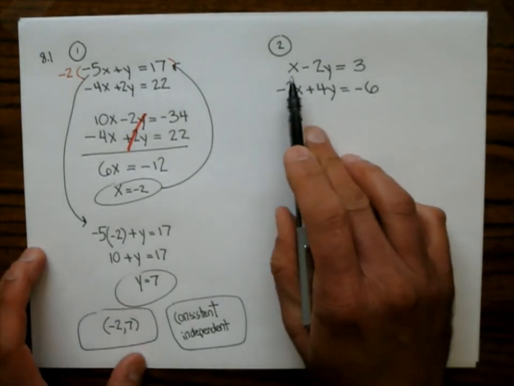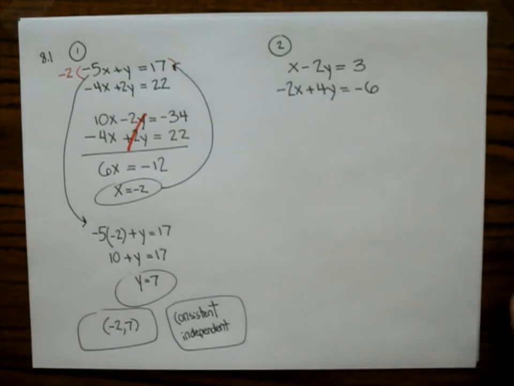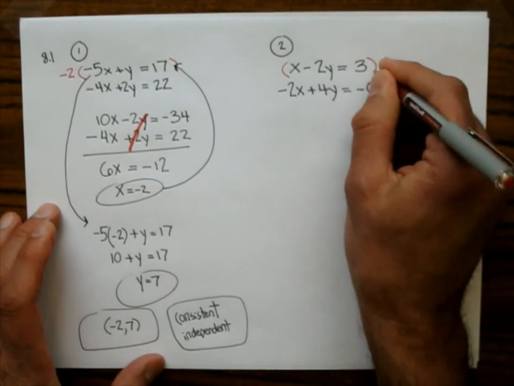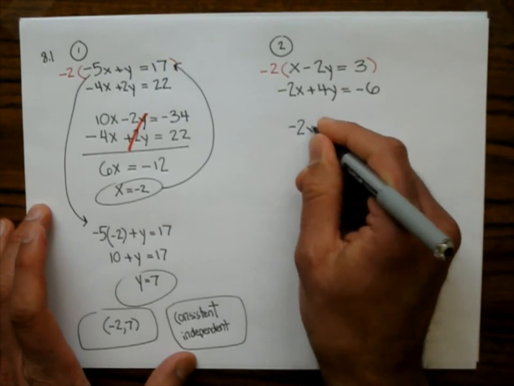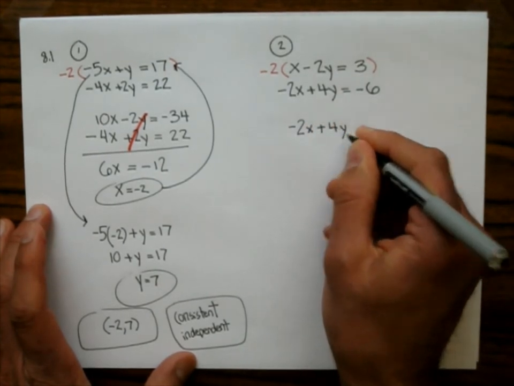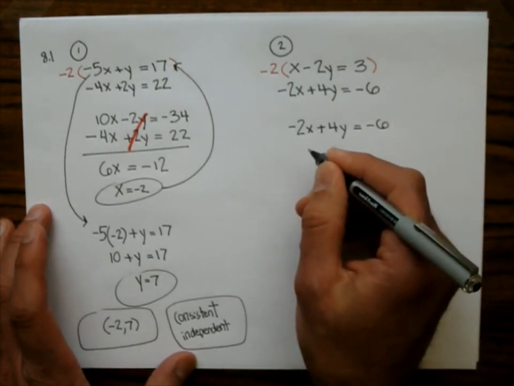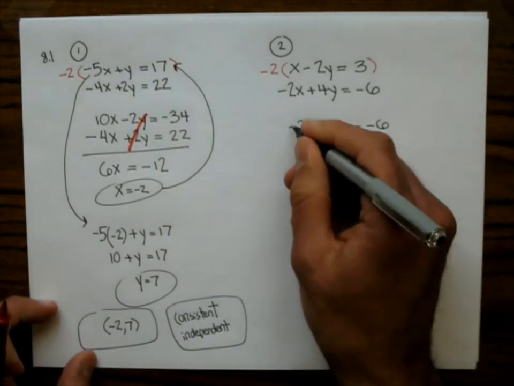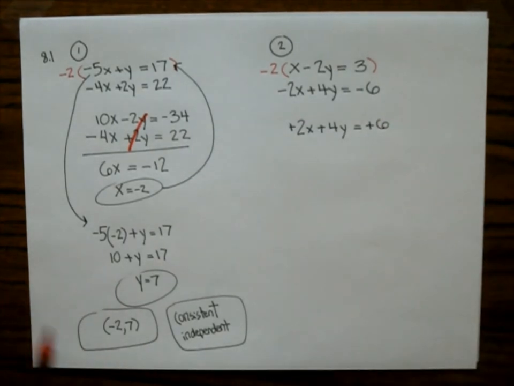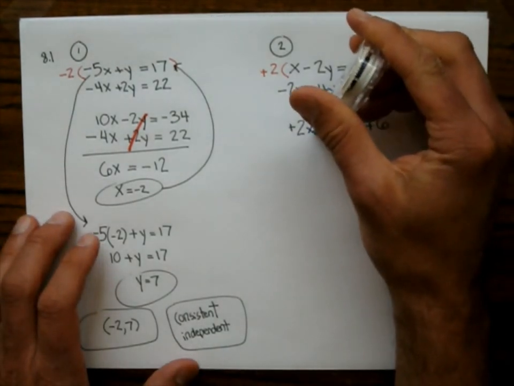I'm going to go ahead and eliminate x by putting opposites for coefficients. So I'll multiply the top equation by negative 2. When I do that, I end up getting for the top equation negative 2x plus 4y equals negative 6. And the bottom equation is, actually, I want opposites there, and I multiplied by a negative 2, so this will be positive. I want to multiply by a positive 2, which gives me a negative 4.